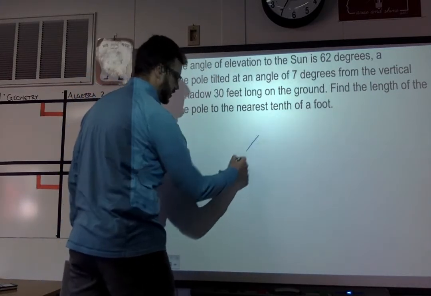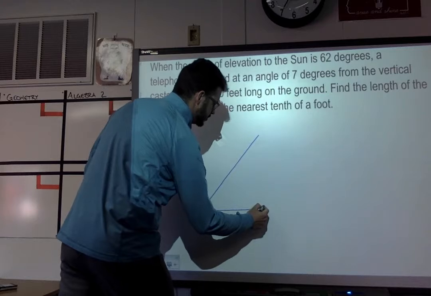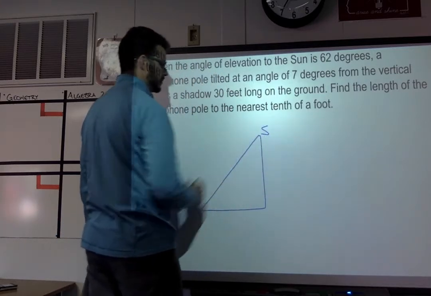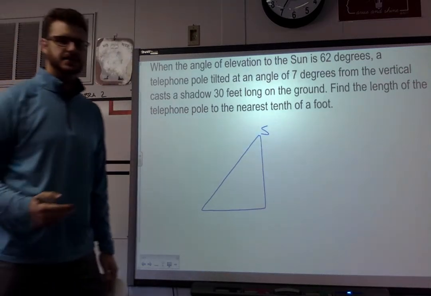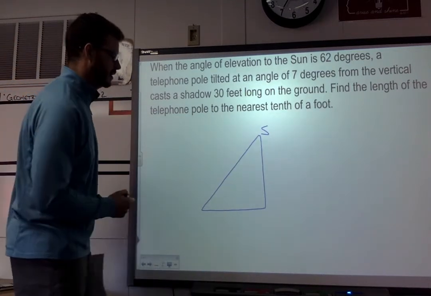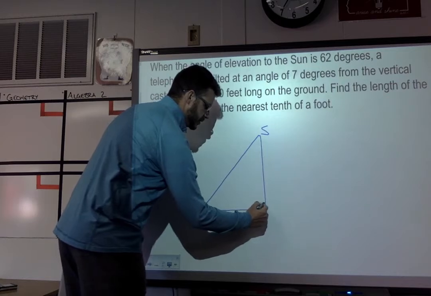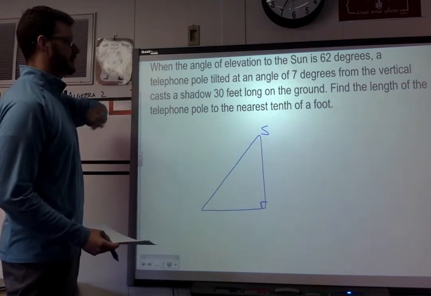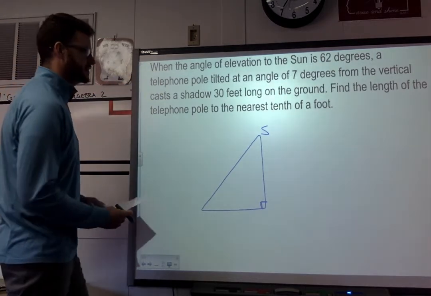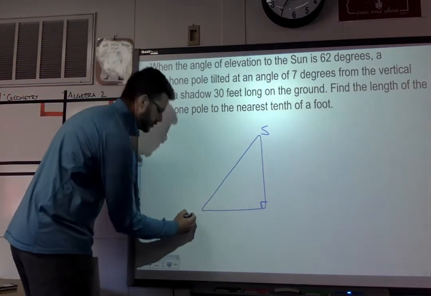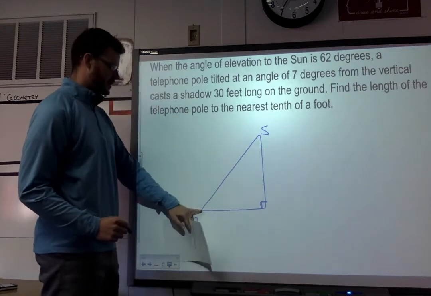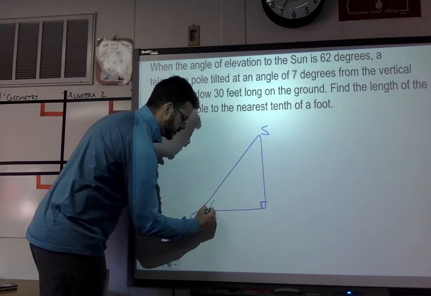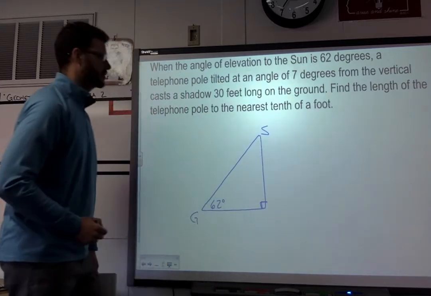I'm going to go ahead and draw in my triangle. I've got the sun up here, so I'm going to use that. I'm going to say angle S because the sun is up here. This is going to be a 90-degree angle when the angle of elevation to the sun is 62 degrees. So let's go angle G coming from the ground. The angle of elevation looking up at the sun is 62 degrees.